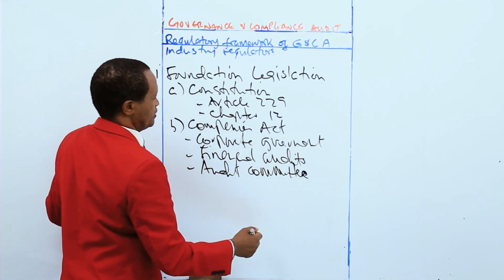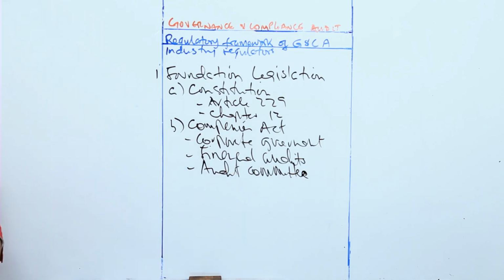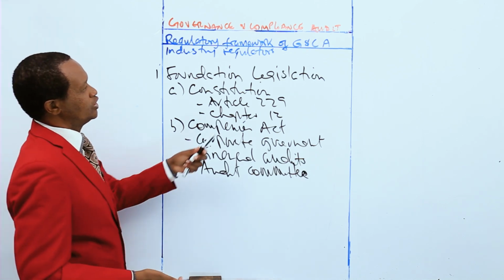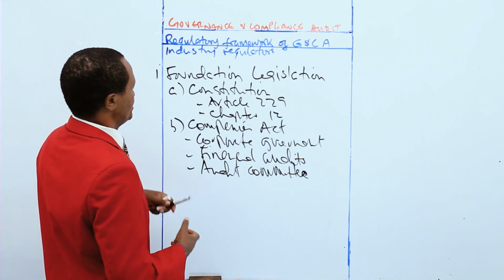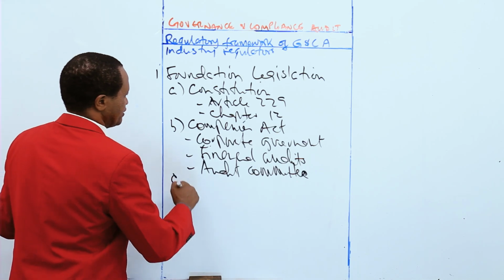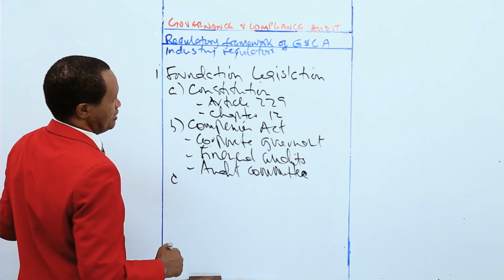The Act mandates audit committees. Apart from the financial audits, we have the audit committee. And these audit committees are for quoted companies. These are listed companies. And Section 770 of the Companies Act requires the audit committee to annually assess the extent to which the company has observed its corporate governance principles and strategies. So foundational legislation, number 1, Constitution. Number 2, Companies Act. Number 3 is the Public Finance Management Act, the PFM.